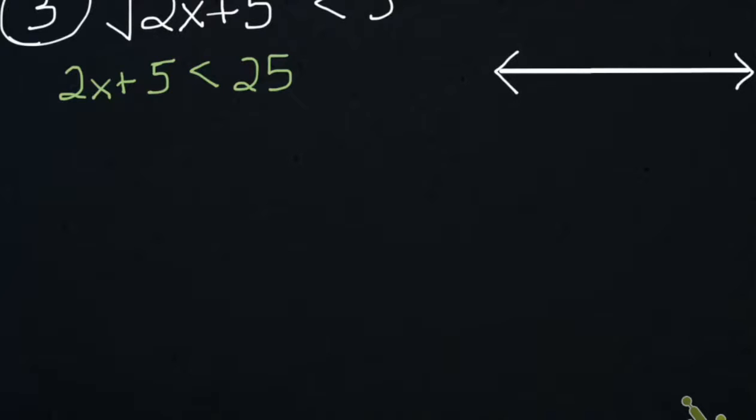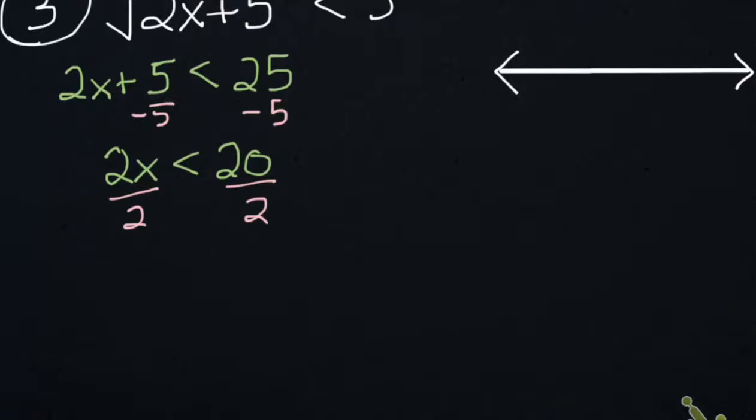Now let's solve for x. I'm going to subtract 5 from both sides. That gives me 2x less than 20. Now we can divide by the 2 in front, and that leaves us with x less than 10. Remember, if we had divided by a negative number, we needed to flip the inequality symbol. In this case, we do not.